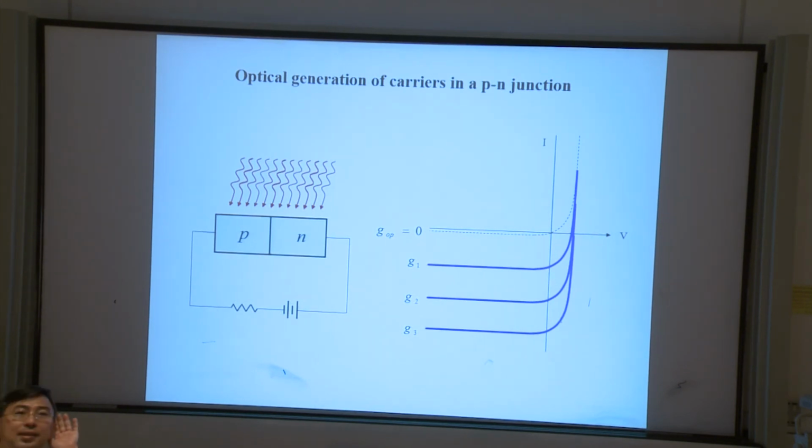Yes, very similar, even though we are not biasing it. We are not biasing it, only illuminating it. The electron-hole pairs will be generated and move in the same direction as drift current. So it looks as if we are reverse biasing the diode.